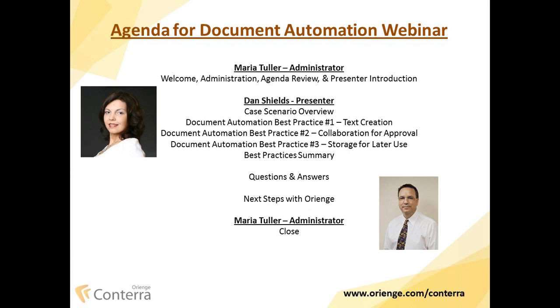So within the subject of document automation, there are 3 topics that we're going to cover today. The first topic is text creation. The second topic is collaboration for approval, and the third topic is storage for later use.